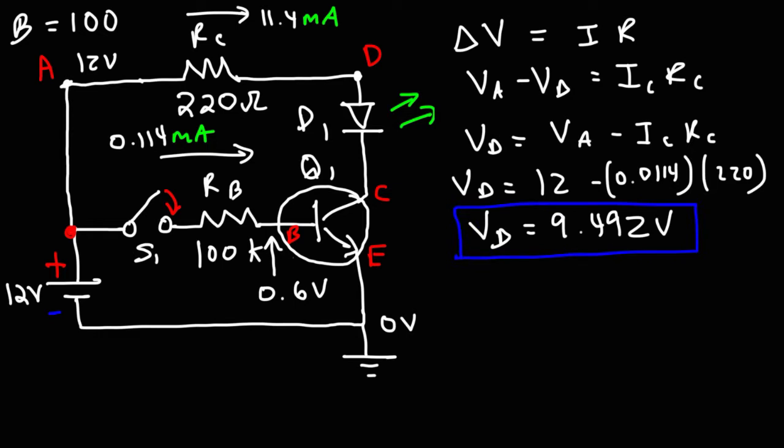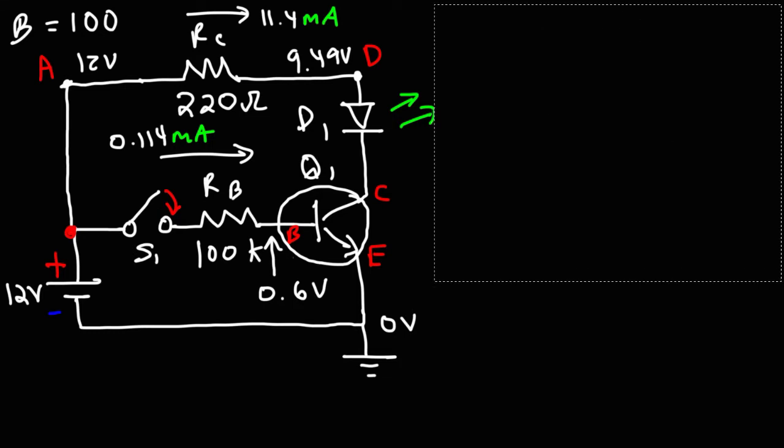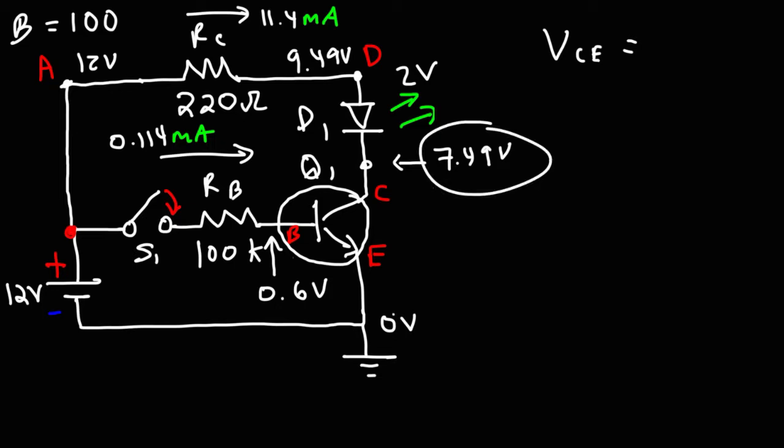Now that we have the potential at point D, we can calculate the potential at point C. For this, we can get an estimate because we know the voltage drop of a typical green LED. For the most part, it's approximately 2 volts. It can vary. It can be 1.8 volts. It could be 2.2. But we're going to go with an estimate of 2 volts. So that means that the potential at C will be 7.49 volts approximately. And so VCE, which is the difference between these two, is going to be 7.49 volts as well.